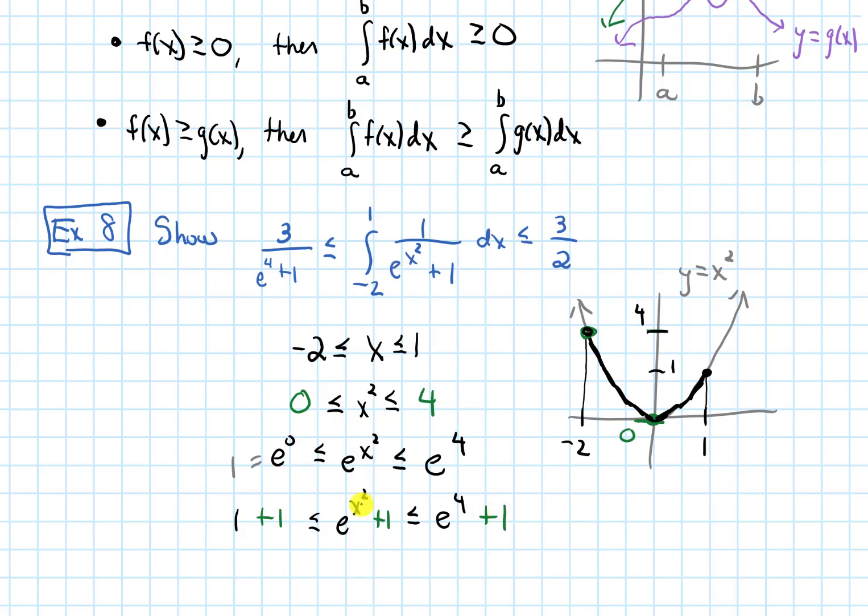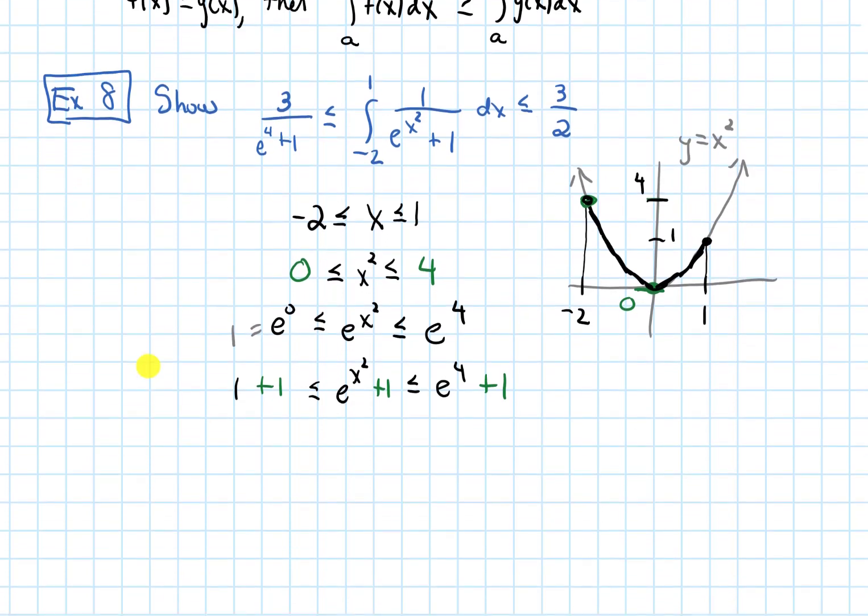Okay, now I need to reciprocal this. So when I reciprocal the middle, 1 over e to the x squared plus 1, because everything in this chain of inequalities is positive, that'll flip my inequality signs, and then I'll reciprocal these other pieces. So this first part is going to be 1/2, and this last part is going to be 1 over e to the 4th plus 1.